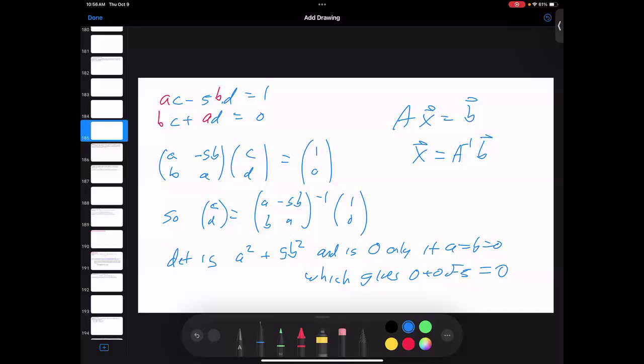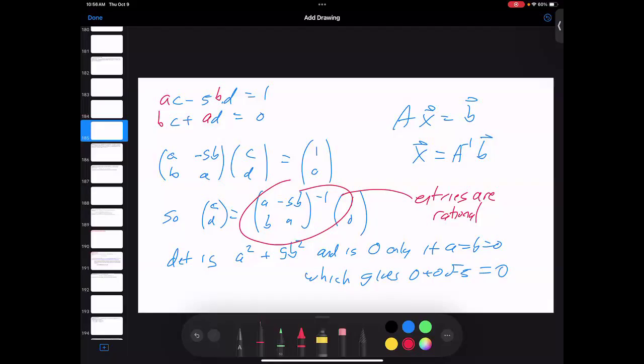Will C and D have rational entries? Yes. If I take the inverse of a matrix with rational entries, it will have rational entries. So the entries are rational. You should check that. Somewhere deep in your memory, you might have the inverse of a 2x2 matrix. It's 1 over the determinant, and then you flip the diagonals and put in some signs, right? So the inverse is going to have rational entries. This will give us rational choices for C and D.